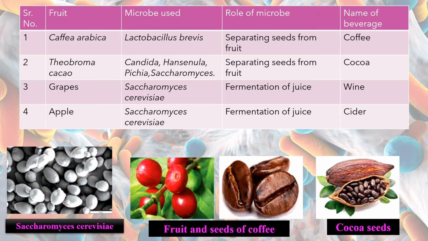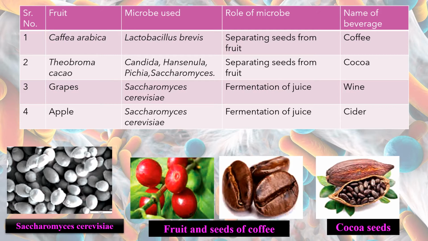ठीक है, so there are microbes which are used, like Lactobacillus brevis, and then there is a process through which the seed dries off, the fruit comes off, and then you get the seed. That seed which is separated is actually the coffee that you get, and from that coffee, the beans are processed, and then you can use it in your day-to-day life.